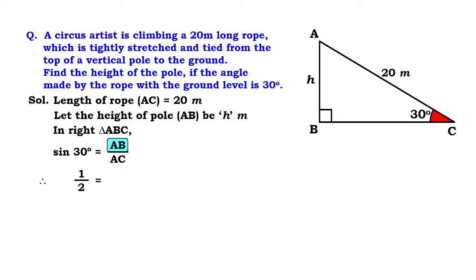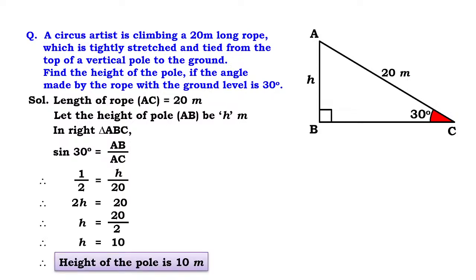And what is the value of AB? H. This is what I have to find. Correct? And AC is 20. So what is the height I am getting here? Height is 10. How many of you got height as 10? That's it. This is the answer. The height of the pole is 10 meter. Easy? Right. Chalo. Ready for the next question?